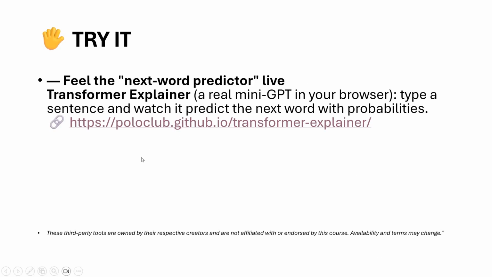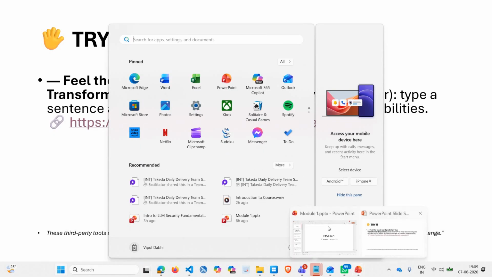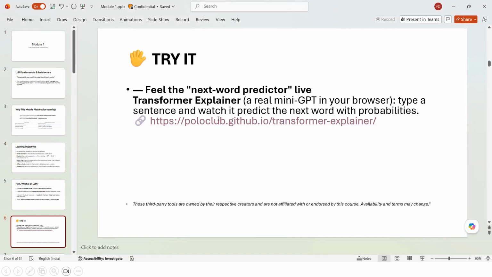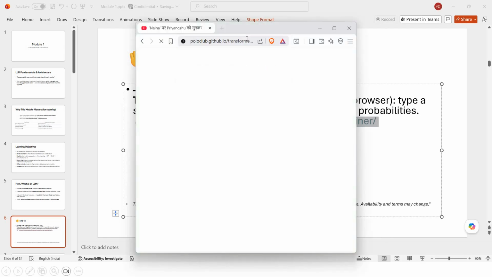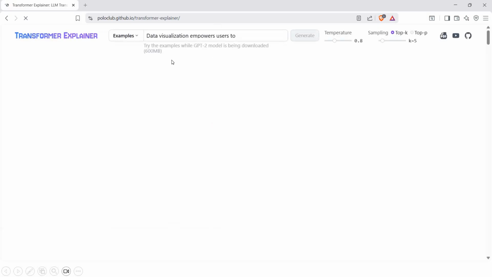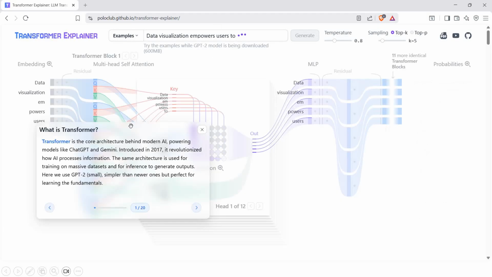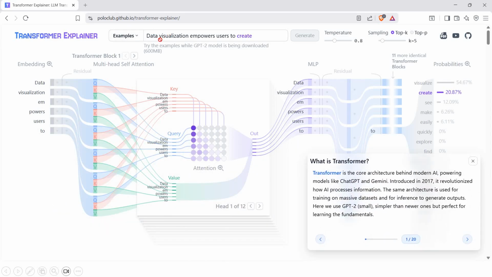So let's go for a trial now. This is a third party solution called Polo Club, at github.io. I'll just copy this out. So this is a transformer explainer. I would suggest you get to it. If you see here, we have examples like: data visualization empowers user to create.